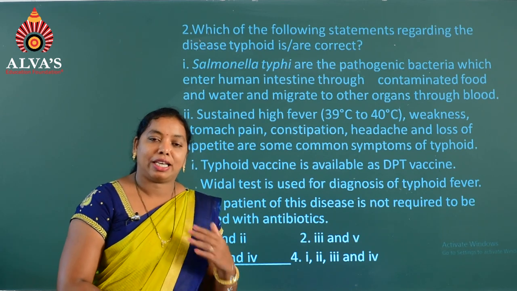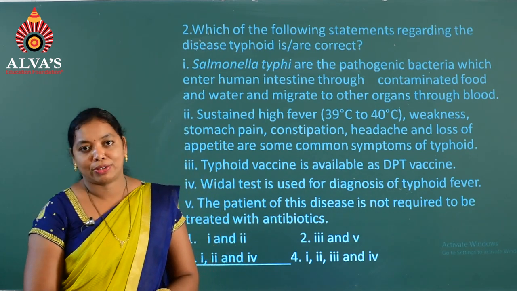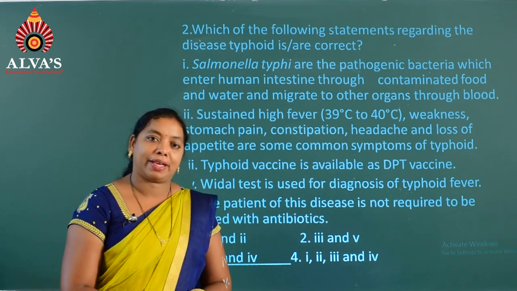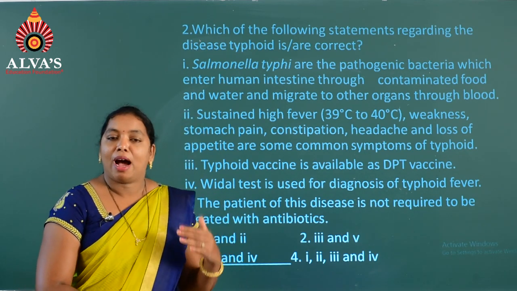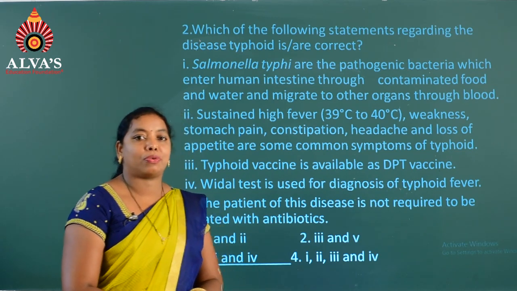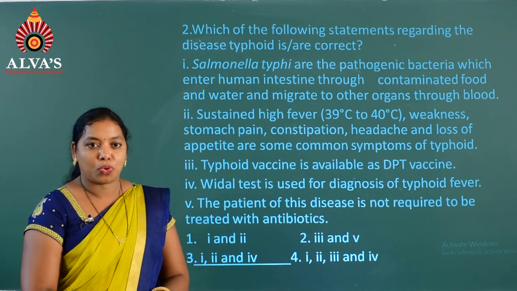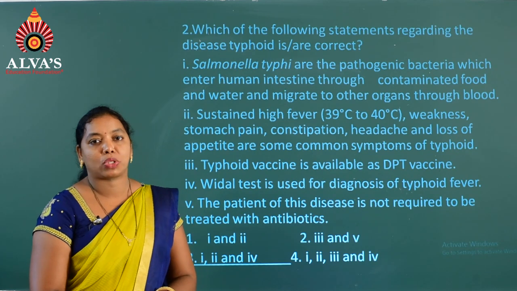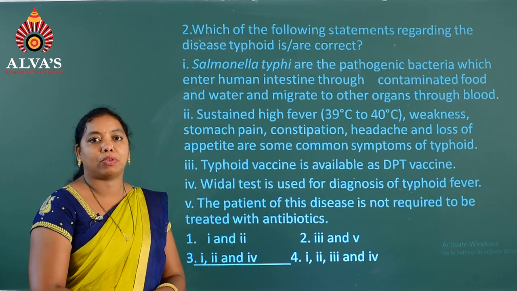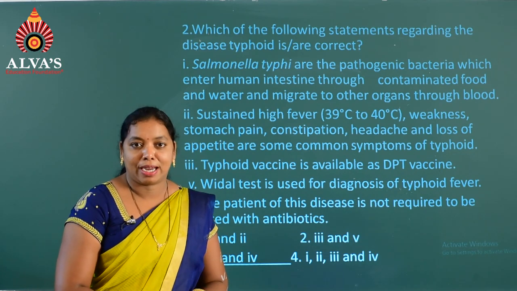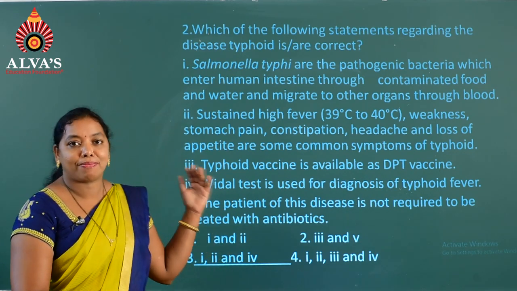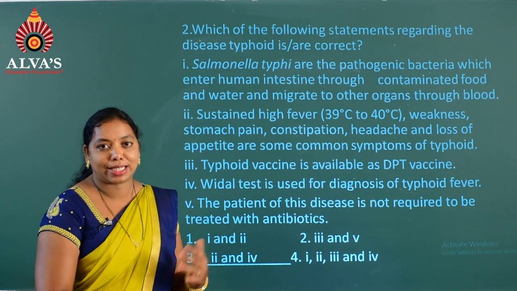We know that typhoid is a bacterial disease caused by the bacterium called Salmonella typhi, and it can be identified by the test known as the viral test. It also causes symptoms like sustained high fever, stomach pain, loss of appetite or headache. These are some of the symptoms of the disease called typhoid.